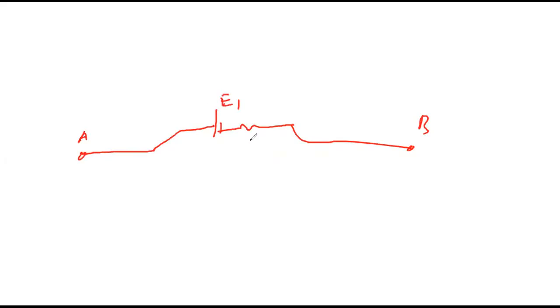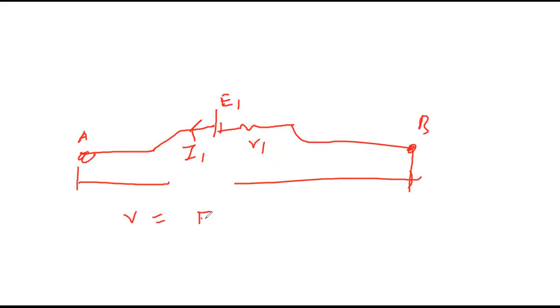So if I look at the first cell, it is like this. Battery and internal resistance connected between these two points A and B. If this is E1, this is R1, supplying current I1, what is the potential difference across this end? Can I say E1 minus I1 R1 will be the remaining voltage?